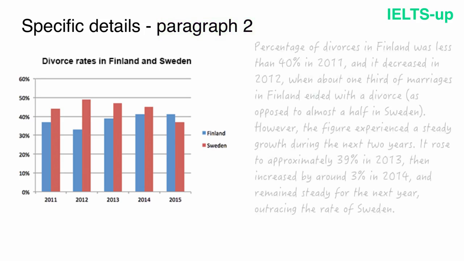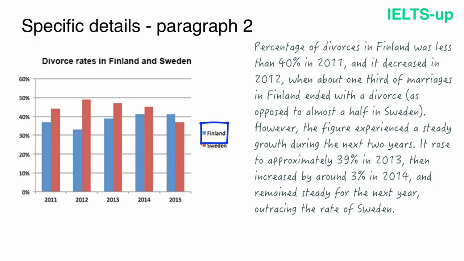And here is how I wrote it. "The percentage of divorces in Finland was less than 40% in 2011, and it decreased in 2012, when about one-third of marriages in Finland ended with a divorce, as opposed to almost a half in Sweden. However, the figure experienced a steady growth during the next 2 years. It rose to approximately 39% in 2013, then increased by around 3% in 2014, and remained steady for the next year, outracing the rate of Sweden."